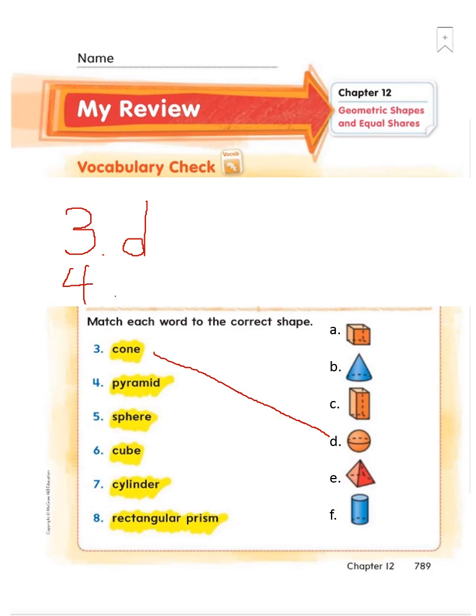If you think that number 4, so number 4 says pyramid. If you think that this is a pyramid, you're just going to write A. That's it. Okay, now of course I have not given you the answers. So pause it here and then move on to the next page. Okay, let's move on.